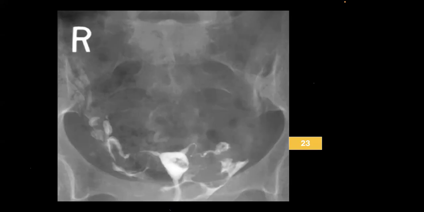So that filling defect in the endometrial cavity is actually a filling defect. It's not a pathology because of the contrast. An endometrial polyp would have been well defined. Is it looking well defined?